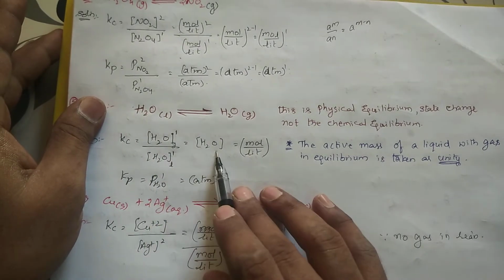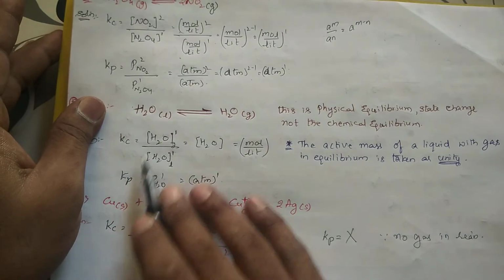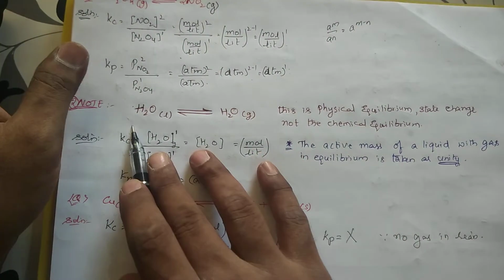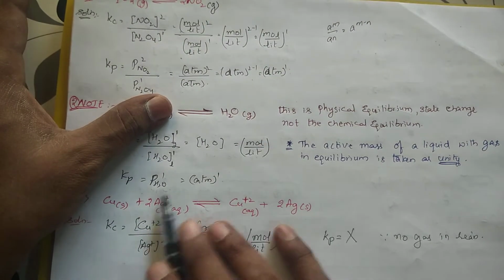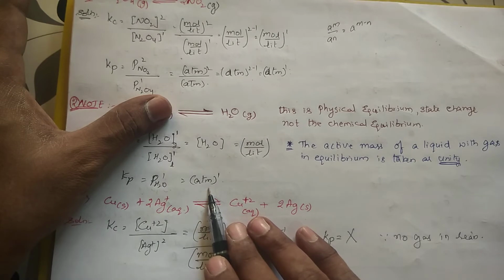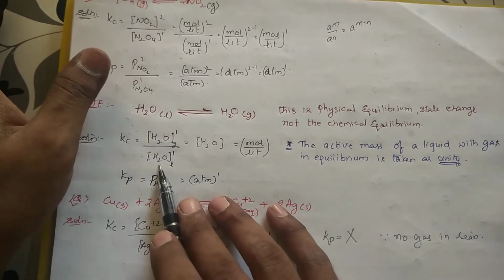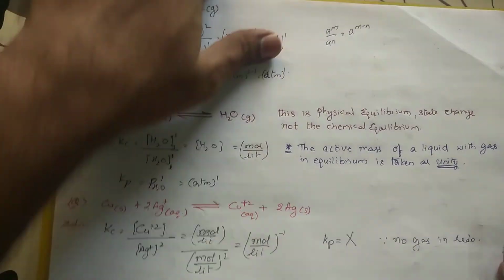So H2O in the gas, concentration is moles per liter. In the same way, here partial pressure will be applied only for the gases, not for the liquids, right? Pressure is exerted by only gas, right? Not by the liquid. So we'll be taking pressure of H2O whole power 1, so it is equal to atmosphere whole to the power 1, because the bottom one will not be taken into consideration, that is taken as unity, right? This is the second note.